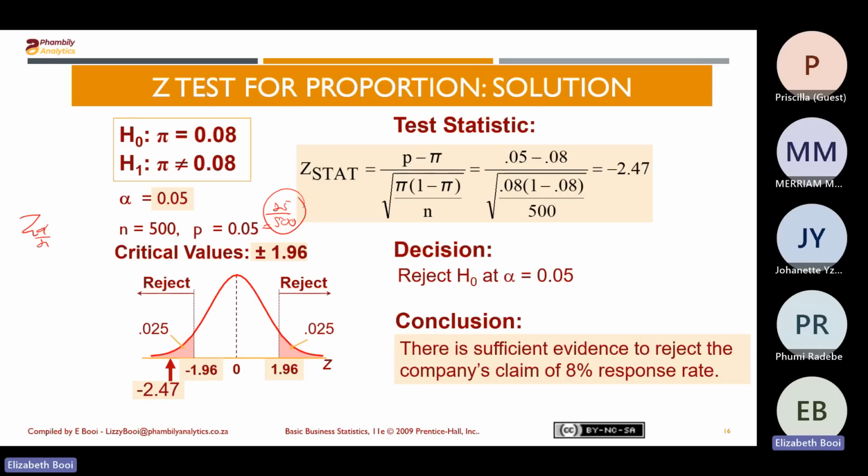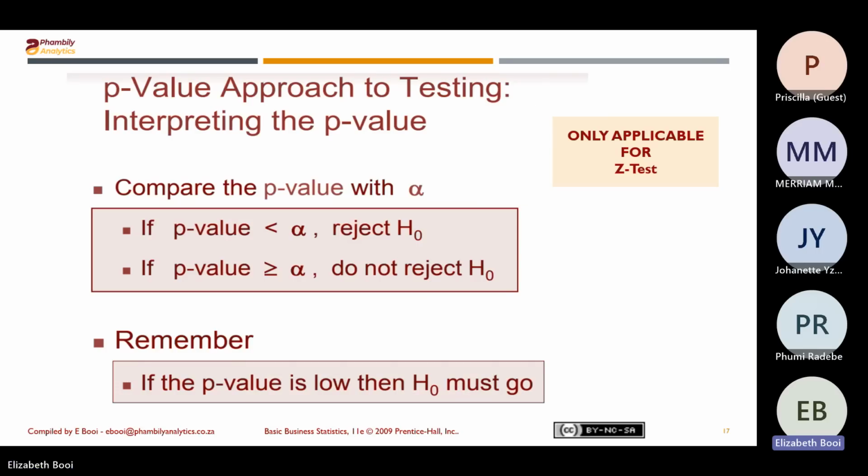Now let's look at how we use the same information, especially for this, to make a decision using the p-value. I said when we were doing the first example, we will get to the p-value. So when we use the p-value approach, when we get to the conclusion or the decision, we compare the value of your p-value and your value of your alpha. If your p-value is less than the level of significance or alpha, we reject the null hypothesis. And if it's greater than or equal to alpha, we do not.